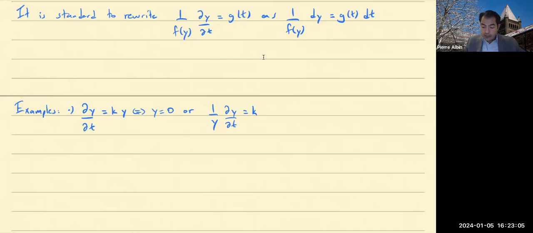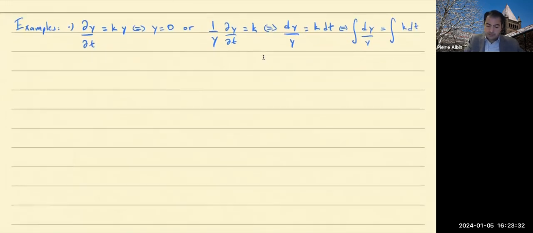Okay, so now let's keep going with this second possibility. I'm going to rewrite that as an equation of differential forms. So I'll have dy divided by y is equal to k times dt. And then I'll just take the integral of both sides. So I have the integral of dy over y is equal to the integral of k dt. And so that leads to, well, the left-hand side has natural log of absolute value of y. The right-hand side, I have kt plus an arbitrary constant, which I'm going to write as a.